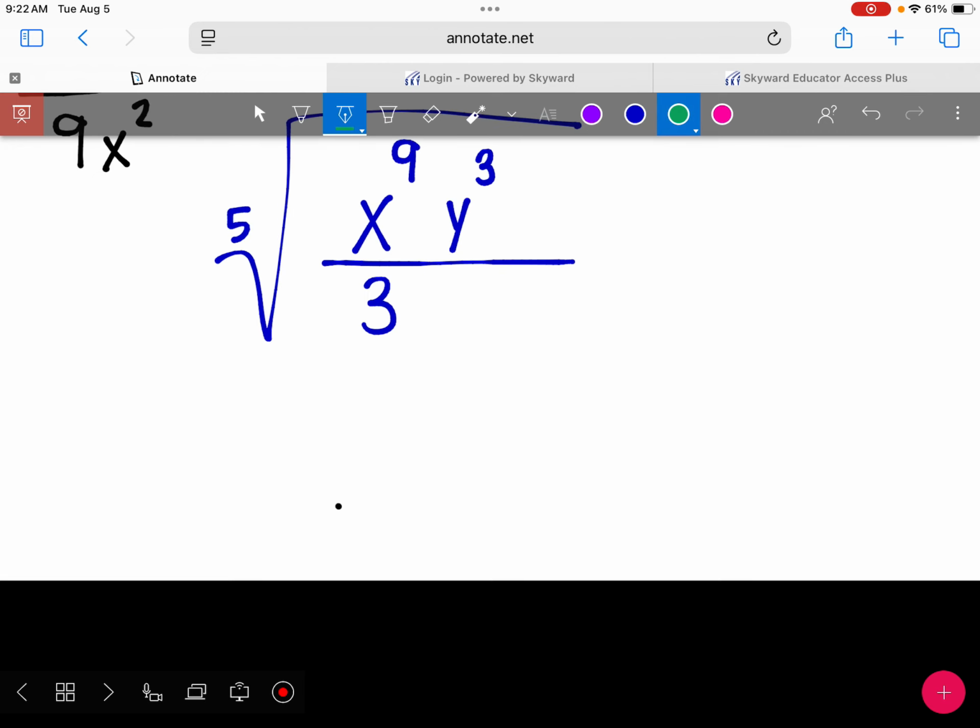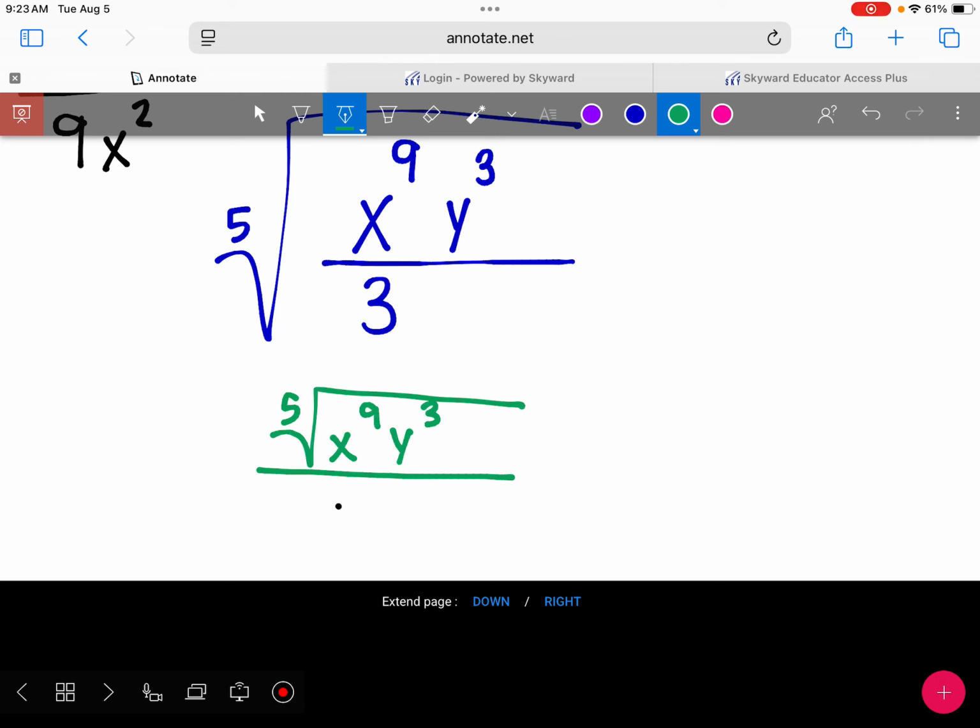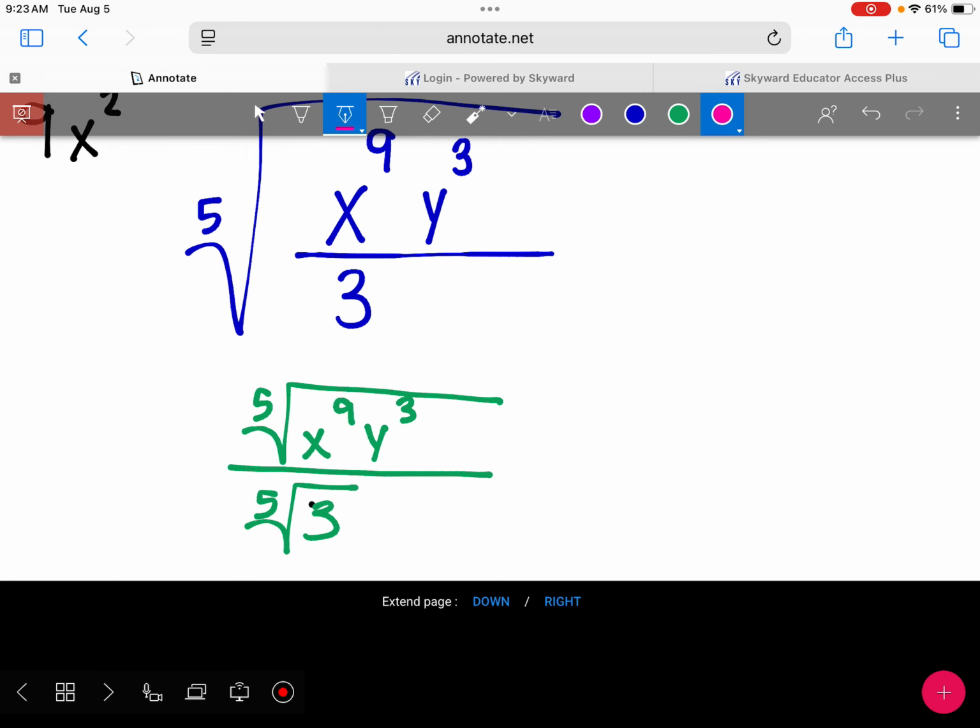But what we can do now to try and rationalize this is we're going to split our 5th root of x to the 9th y cubed and our 5th root of 3. That is mostly simplified. I'm going to go ahead and rationalize our root and then finish simplifying our numerator. If you want to simplify out our variables here, that's totally fine. Again, you can do things in a lot of different orders. We want to multiply this by something that is going to be a fifth root of something that's going to get rid of that 3 in the denominator.